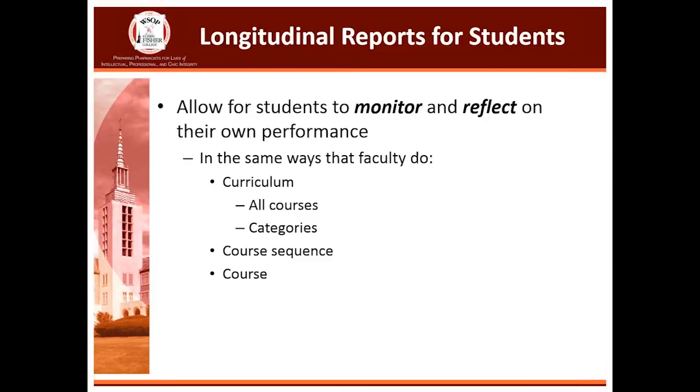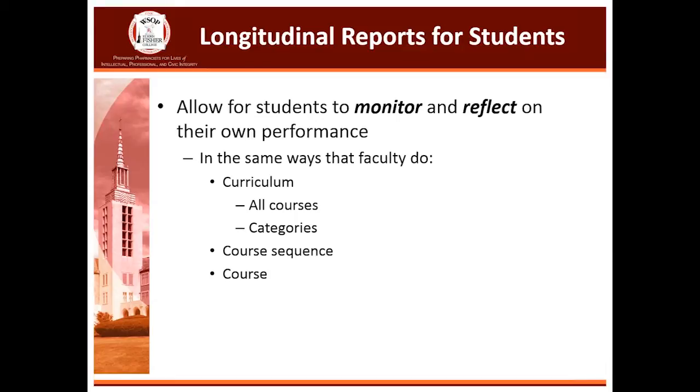So students can run their own longitudinal reports. They can get longitudinal reports from faculty members. But overall, it allows students to monitor their performance, but also reflect on their performance. So if there are areas in which they are not doing as well as others, they can see those numbers. They can check it over time to see if they're improving, but they can also reflect and say to themselves, why is this number low, and what can I do to improve it? And they can monitor this in the same ways that the faculty members do.